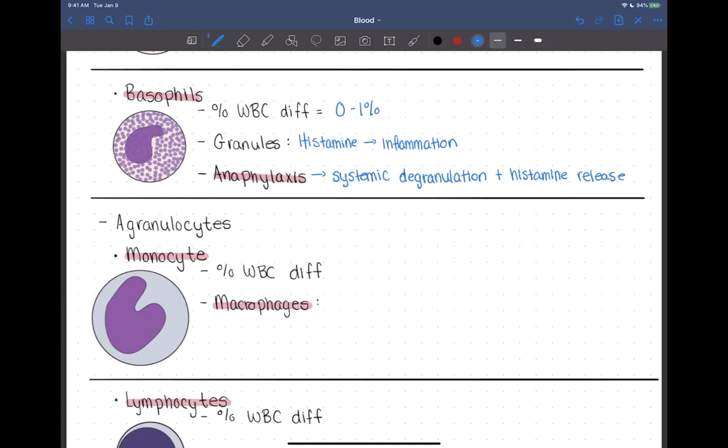All right, and so you don't want systemic release of histamine because that causes your blood vessels to dilate. And so if all of those blood vessels all over your body dilate at the same time, your blood pressure is just going to drop right through the floor. And that is where anaphylactic shock comes in, and that's why it's so dangerous.